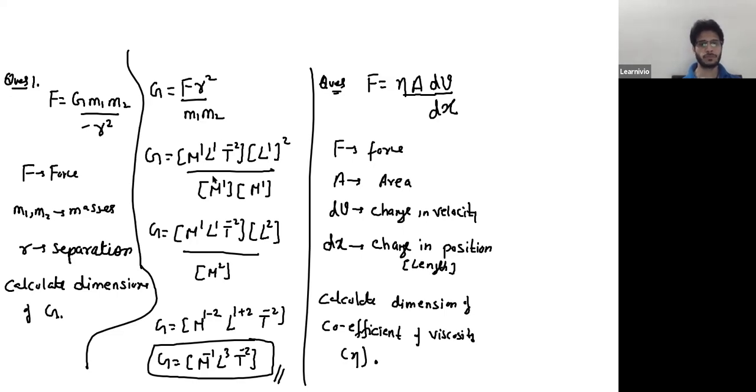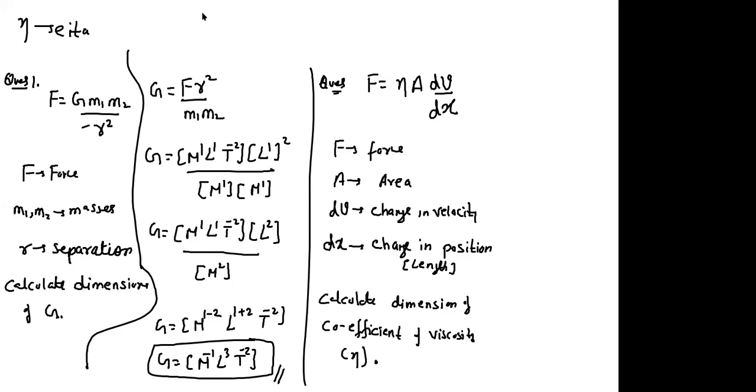Sir, what have you written after F? Eta. This symbol is known as eta. The name of this symbol is eta, the Greek symbol eta. F is force, A area, dV change in velocity, dx change in position. I need the dimensions of this eta, the coefficient of viscosity. Solve it.